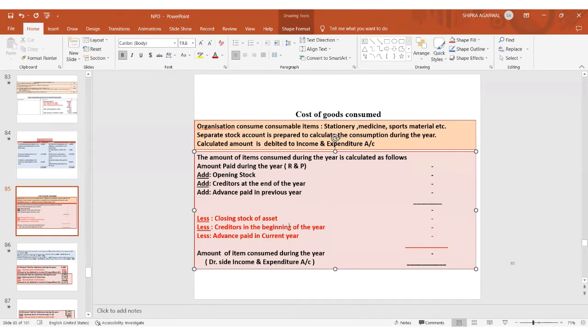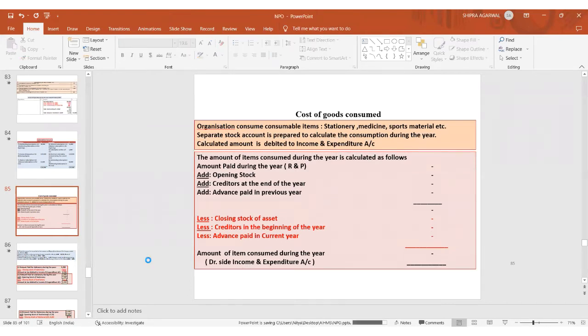But you have to subtract the closing stock of asset, because that closing stock will not be used in the current year, and creditors in the beginning of the year. All those creditors were there in the beginning of the year, they must be the creditors of the previous year, to whom we haven't made the payment. So they are again not for the current year, so we have subtracted. And whatever advance is paid in the current year, that means that advance will be for the upcoming year. So that is again not a part of the current year, so that is again to be subtracted. And finally, we'll be calculating the amount of item that will be consumed during the year, and to be shown on the debit side of the income and expenditure account, right?